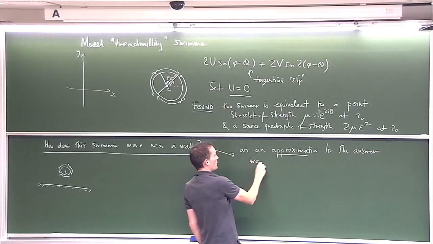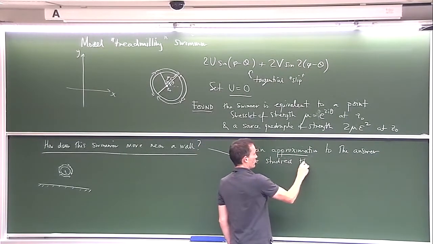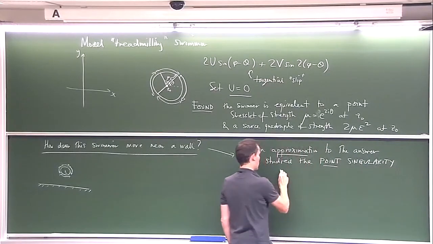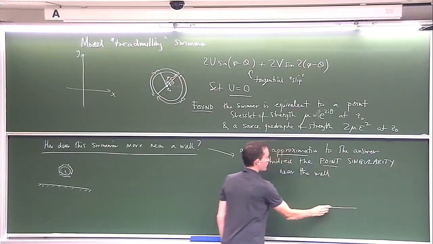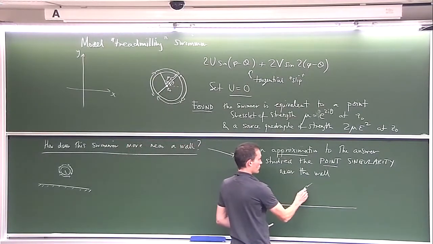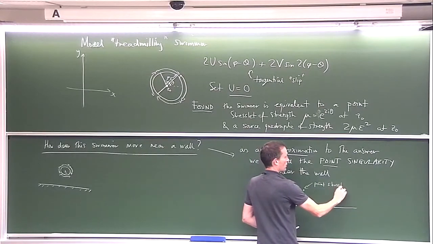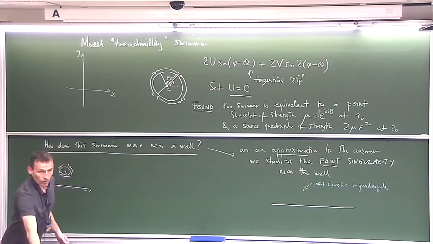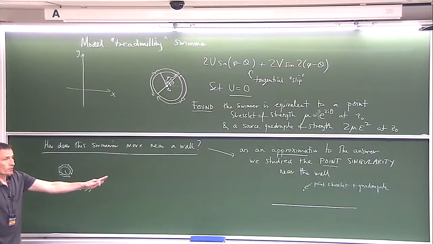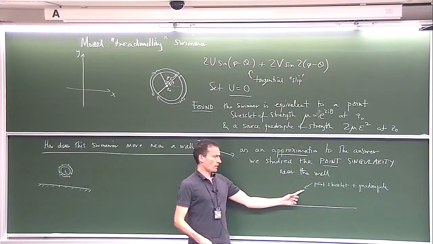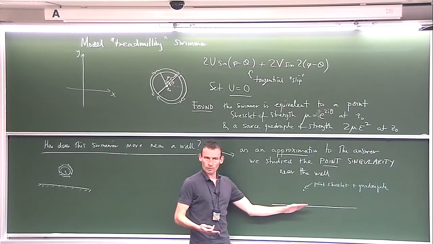So as an approximation of the answer, we studied this last time. It's the same wall, but we're going to replace the swimmer by the stresslet plus quadrupole. It's a point stresslet plus quadrupole. And that's the problem that we solved last time. You remember I did all of those things where I know what f and g prime, the kind of singularities they need to have here, and then I found the image system here using the no-slip condition, an analytic continuation.